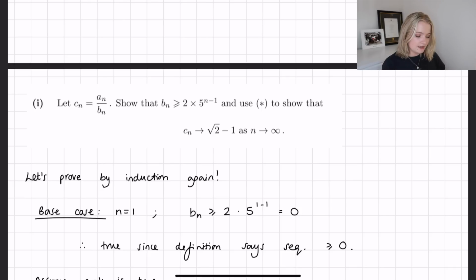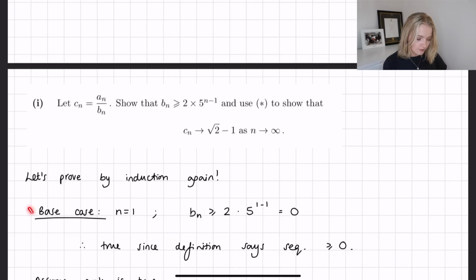And so we have Cn equals An over Bn, and so you might naturally think, well, let's look at what An was in the previous question and see if we can deduce something from that. But actually, we can just use proof by induction again for this, and it's really, really nice. So we're going to prove this holds by induction.